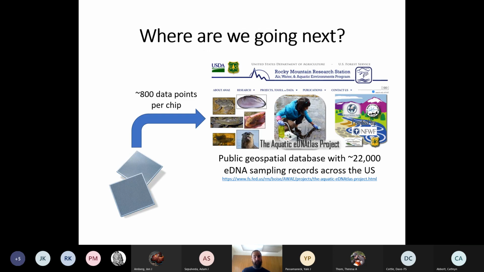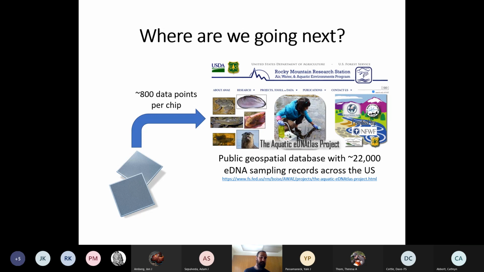Then finally, where are we going next? The Aquatic eDNA Atlas project, if you're not already familiar with it, is a public geospatial database with about 22,000 eDNA sampling records from across the United States. There's a hyperlink here underneath that text, but I can also send that link to folks who are interested and haven't worked with this system before.